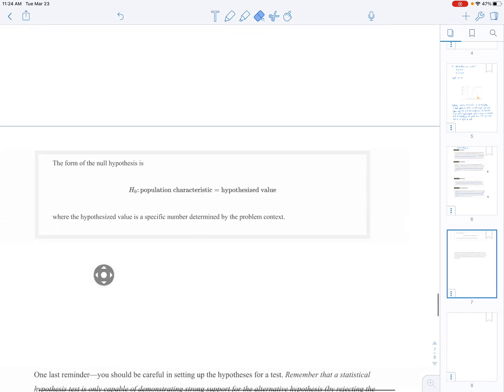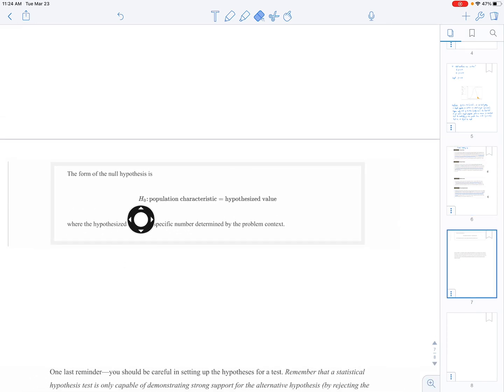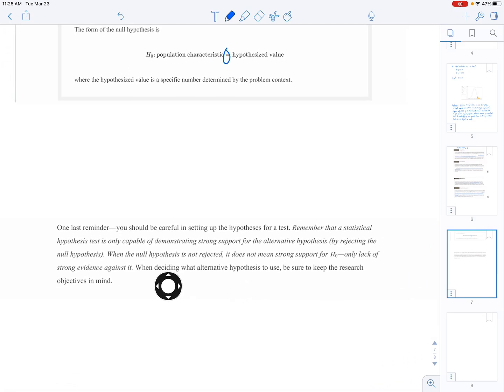Okay, finally, I wanted to point out something we mentioned earlier, which is that the null hypothesis has to be the population characteristic is equal to something. In other words, it's very important that you have the equality sign in there because that's what allows you to connect probability from the sampling distribution to what we're doing. And then finally, one last thing is that a statistical hypothesis test is only capable of demonstrating strong support for the alternative hypothesis by rejecting the null. When you fail to reject the null, it doesn't mean that you're supporting the null. Let me read that again. When the null hypothesis is not rejected, it does not mean strong support for the null, only lack of strong evidence against it.